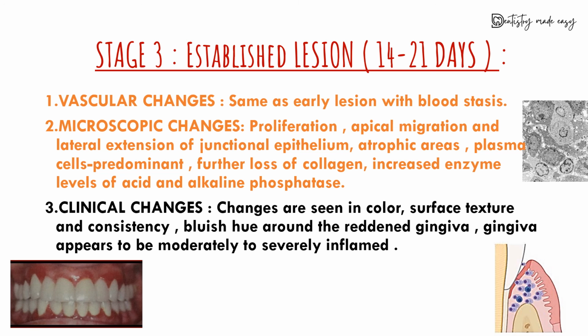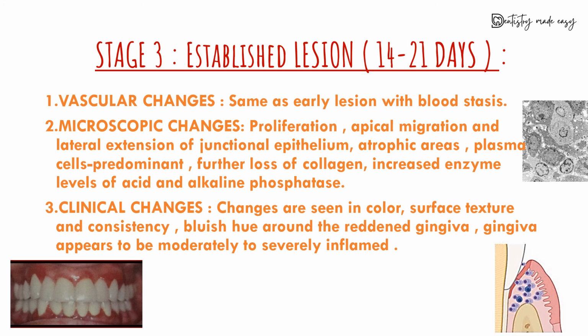The predominant cells seen in stage 3 are plasma cells. Then there is further loss of collagen because of the activity of the inflammatory cells and their release of chemicals. As we have seen, lysosomes are present, and because of that acid hydrolysis is seen. So there are increased enzyme levels of acid and alkaline phosphatase. Clinically, you will see changes in color, surface texture, consistency, everything. So the normal structure is changing in this particular stage.